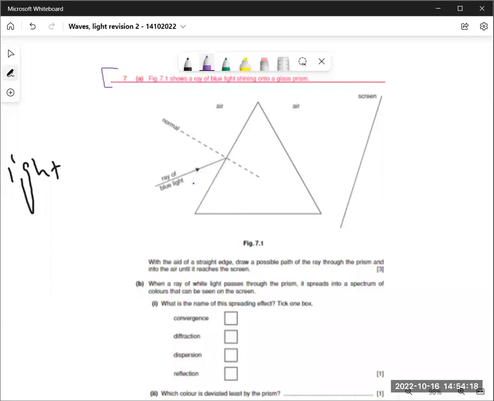Okay, fine. Now we have to solve this question. 3 marks. And they're asking about blue light. We didn't know that monochromatic light doesn't disperse, otherwise I'd probably have done the whole dispersion thing.